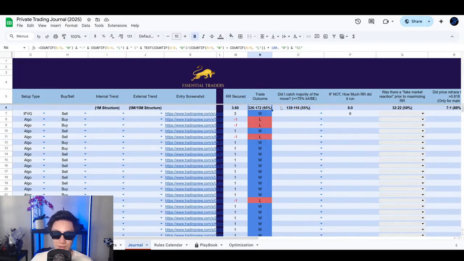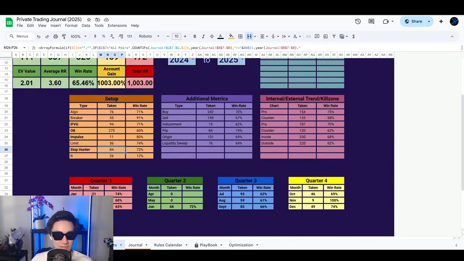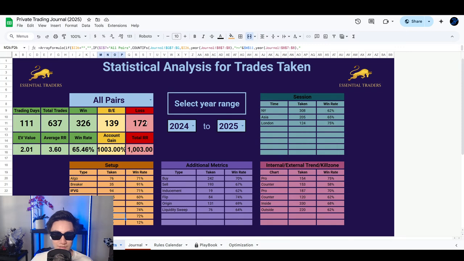It's extremely profitable already. Here's the win rate, 65% at 3.6 overall, including all my entry models. You can see the win rate here, right? Account gain is 1,003%. This is about 9 months, I believe, of data here. 172 losses, 139 break evens. So roughly the same amount of break evens as losses, but the wins are like 2 to 3 times more. 111 trading days, an EV of 2.0, which means I'm making basically 2 times the amount I'm risking per trade on average. And the average risk reward is 3.6, win rate 65%, and total number of trades is 637. So almost 1,000 trades maintaining these stats.